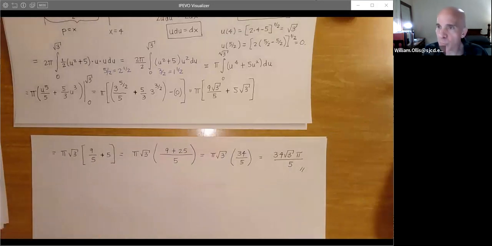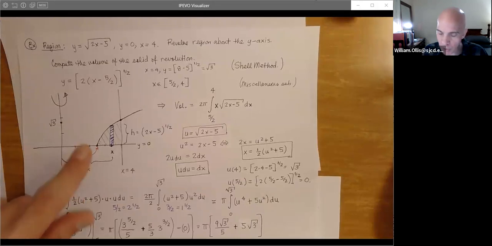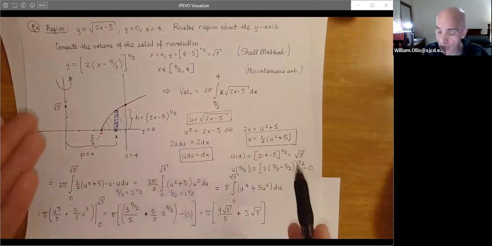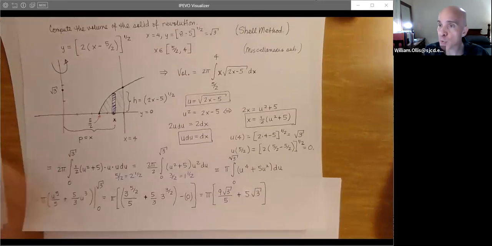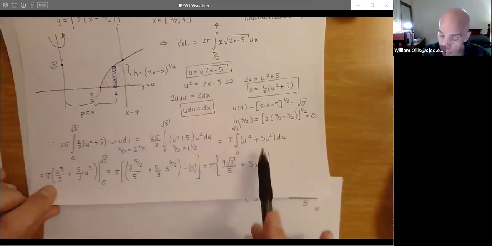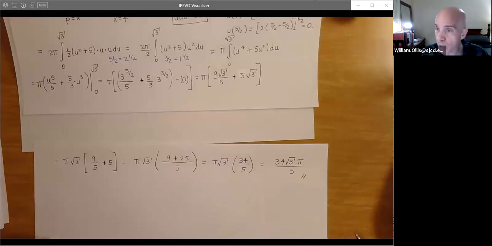So we really get some odd looking answers here. I mean, we think about where we start, drawing the region, setting up for the shell method, and then working the integral that we get, miscellaneous substitution, complete transformation of the integral, changing limits, everything. The new integral, fundamental theorem of calculus, and we get 34 times square root of 3 pi divided by 5. That's about as irrational as you can get, and transcendental to boot.